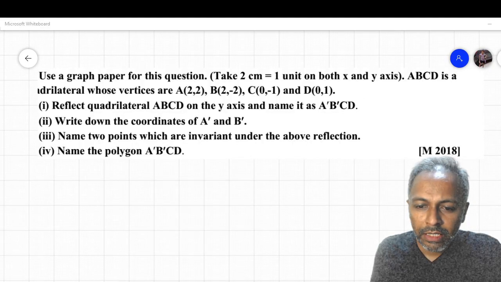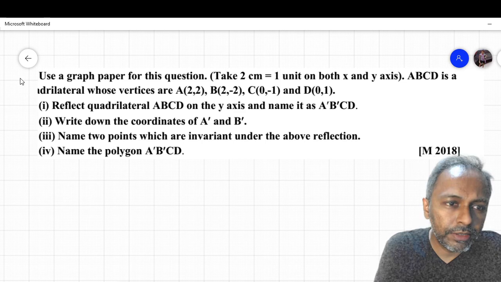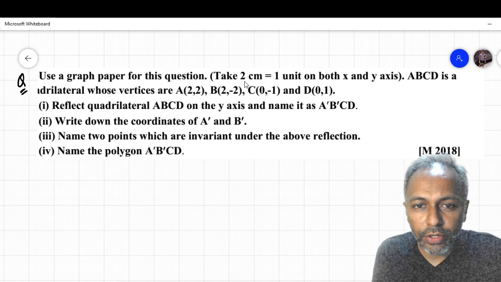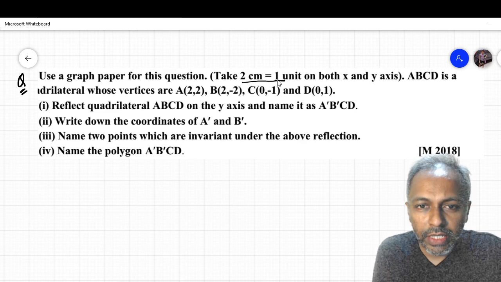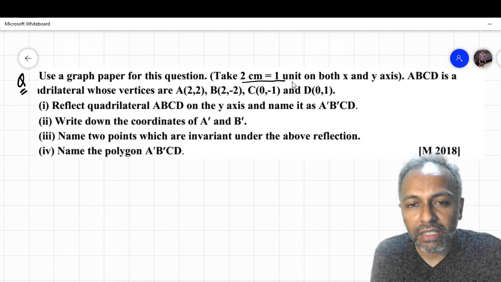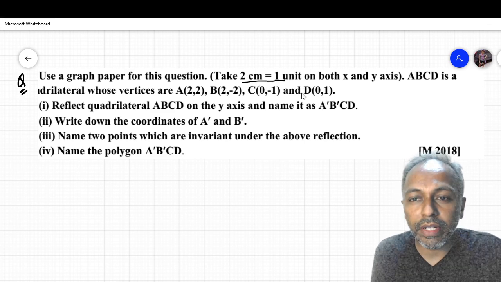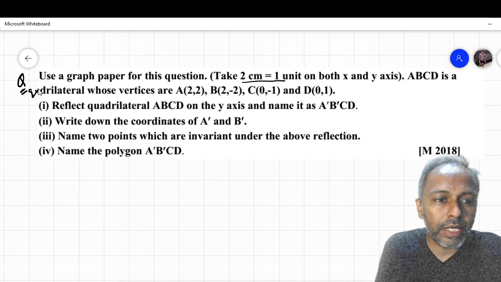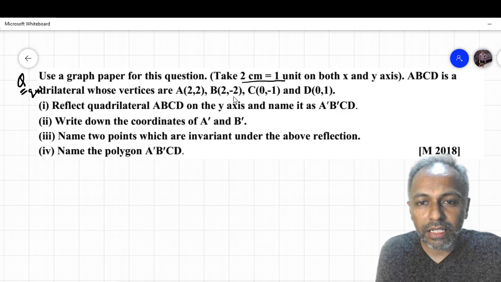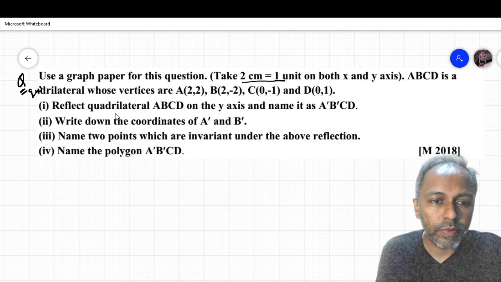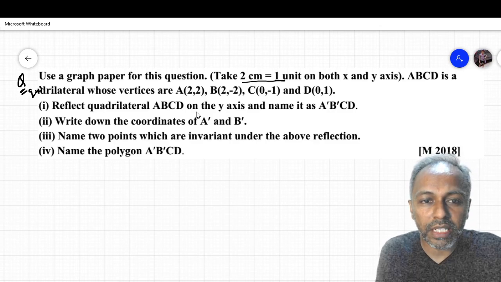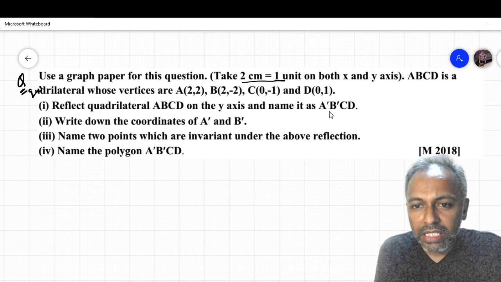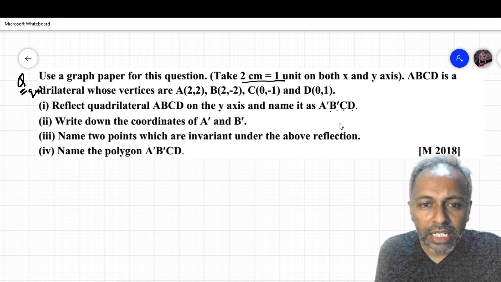The next question is again a board question. Use a graph paper for this question. 2 centimeters equal to 1 unit. So you will get a graph paper having the width a little longer. 2 centimeters should be treated as 1 unit. ABCD is a quadrilateral, whose vertices are given. First question, reflect the quadrilateral ABCD on the y-axis and name it as A dash, B dash, C dash and D dash.